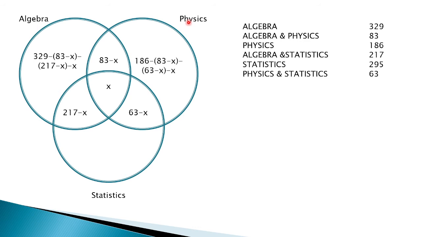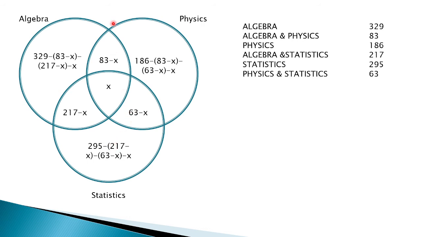We have, for physics, total of 186 students. So, that's minus the quantity 83 minus x, minus the quantity 63 minus x, minus x. So, take note, yung parenthesis, no, kapag nag-evaluate tayo dyan, kailangan kasama talaga yan. And lastly, for statistics, that's 295 minus the quantity 217 minus x, minus the quantity 63 minus x, minus x. So, na-fill up na natin yung bawat region dun sa na-form natin na Venn diagram.